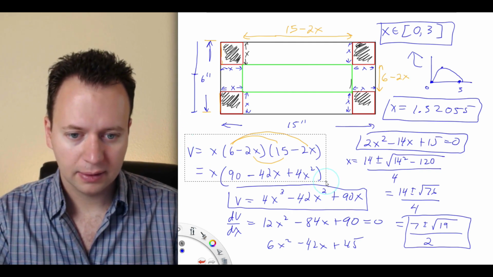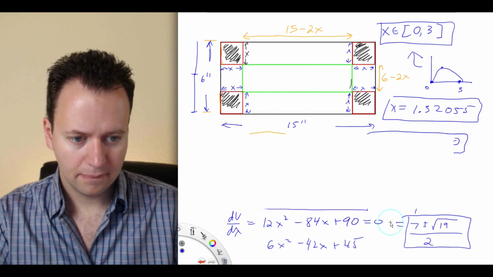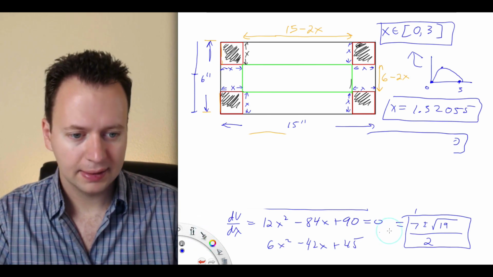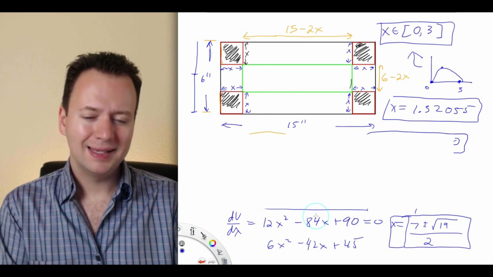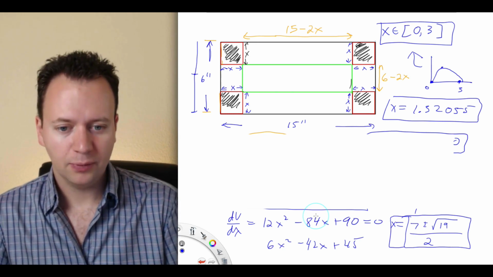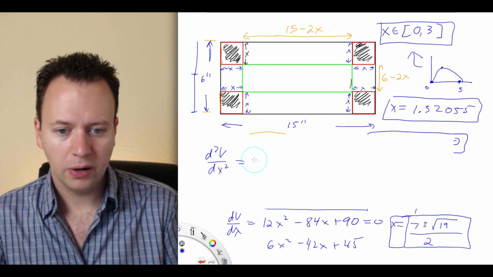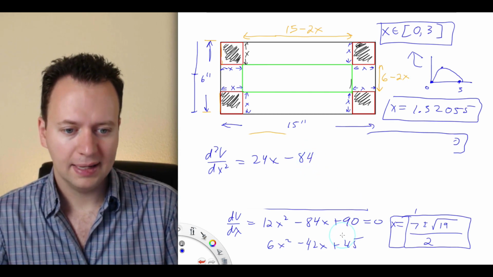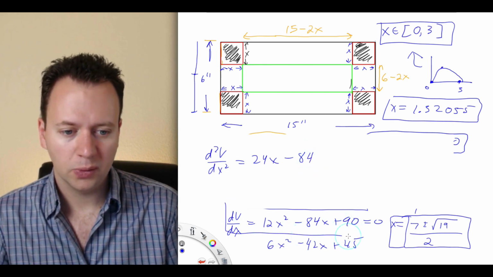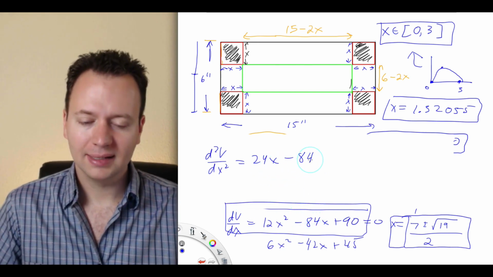Sometimes the second derivative test is not easy to use because we have really complicated derivatives. This is a polynomial. It's really simple to check the second derivative. So d squared V over dx squared is 24x minus 84, and that's it. Derivative of 90 is 0. So remember, this was the dV/dx right there. So let's take a second derivative. We get 24x minus 84.